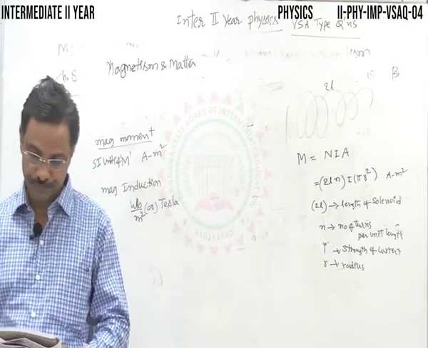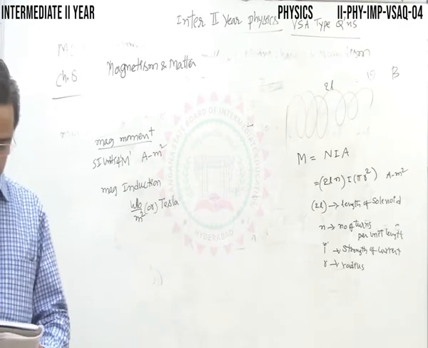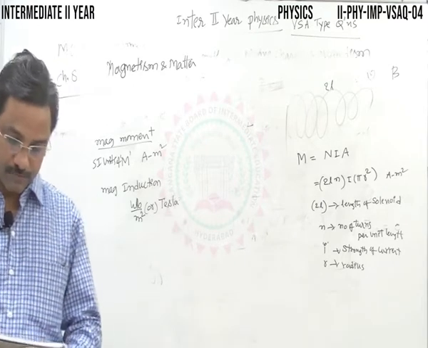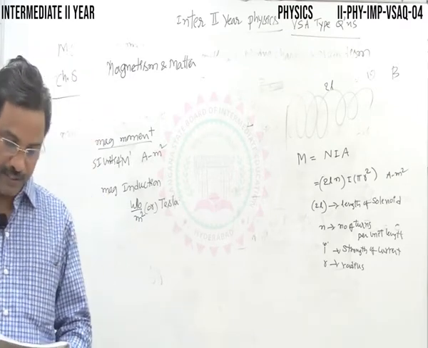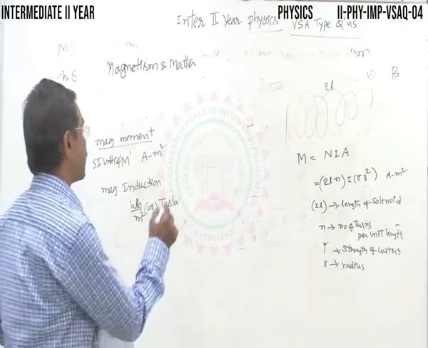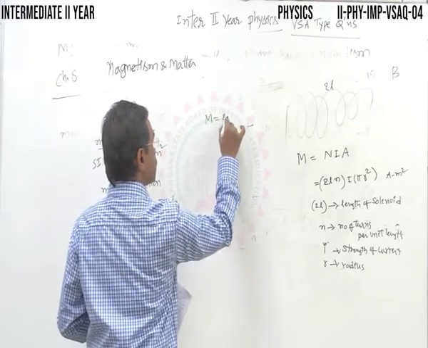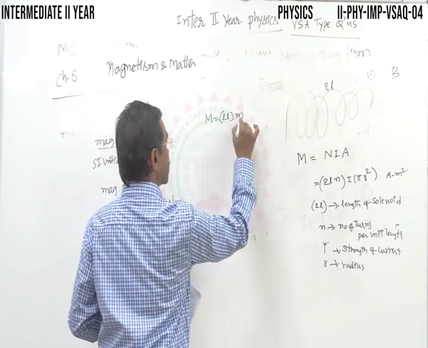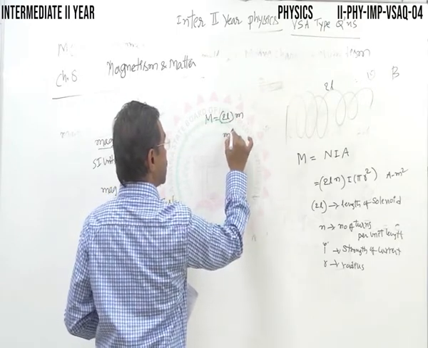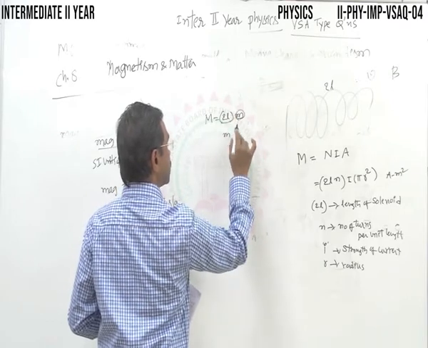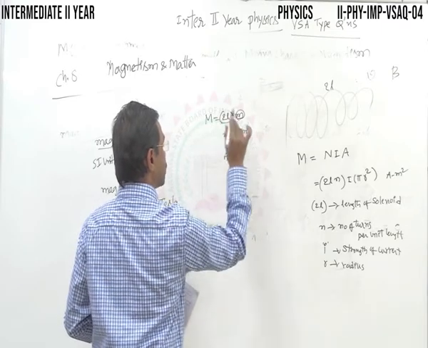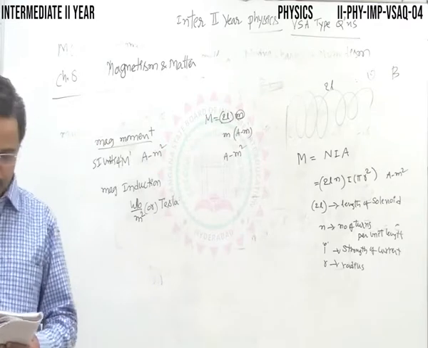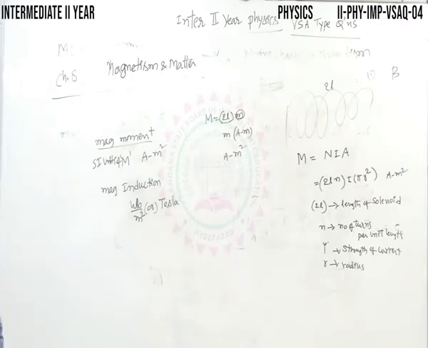Please make a note of it. Note down, students, the units of magnetic moment and magnetic induction. Magnetic moment, the basic definition, is always the product of magnetic length and pole strength. Magnetic length is measured in meters, and pole strength M is in ampere meter. So it is finally ampere meter square. Magnetic induction field, like B, is in Weber per meter square, also called Tesla.